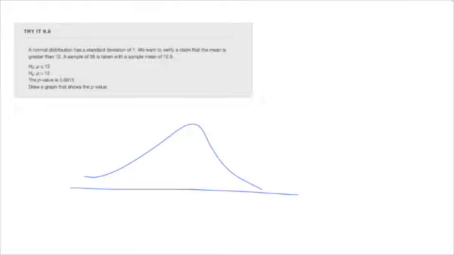Draw a graph that shows the p-value of this. You have your distribution. You have 12 in the middle, because that's from our hypothesis. And then the sample mean was 12.5. This p-value is representing the area to the right, because the mean is greater than 12. So to the right would be greater than 12.5, which is from the sample. But I still look at the alternative to see where to shade. Our p-value is that area there.